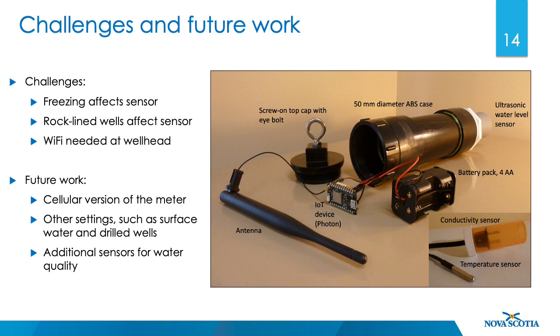Another thing that we're doing is looking at adding additional sensors for water quality to this meter. The IoT device that's used in this water level meter has 18 input and output pins, and right now we're only using one of those for the ultrasonic water level sensor. So there are plenty of other inputs and outputs that can be used for additional sensors.